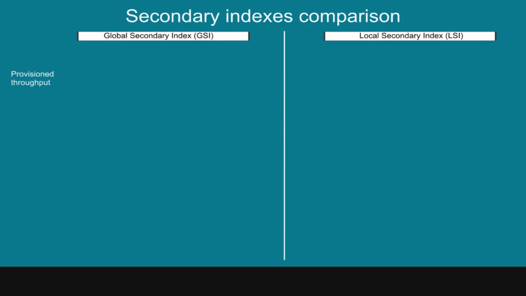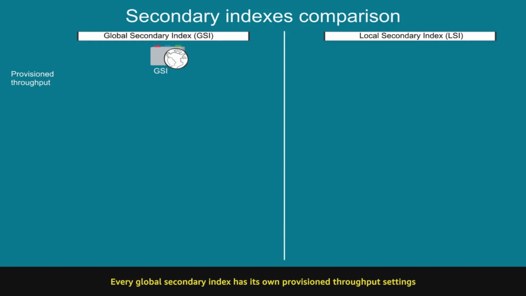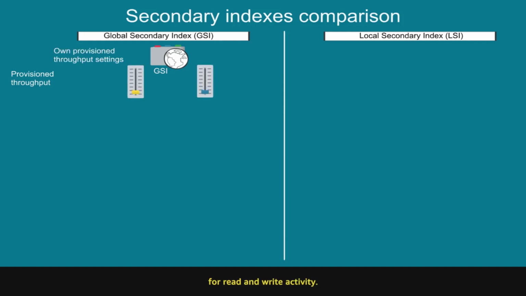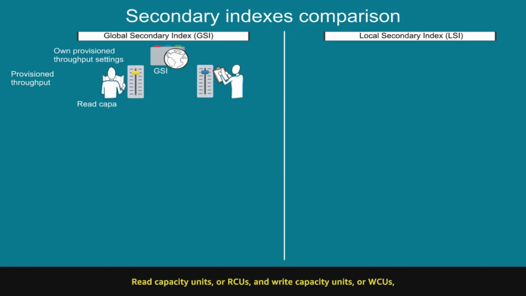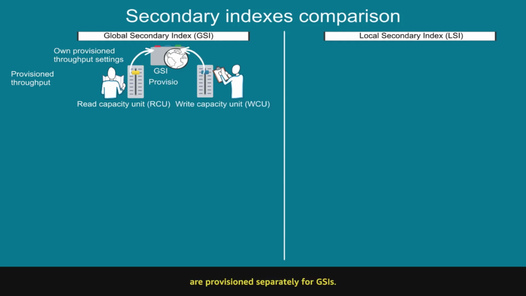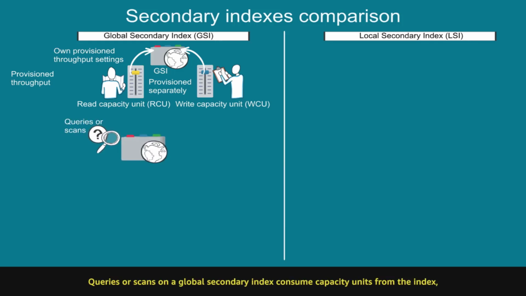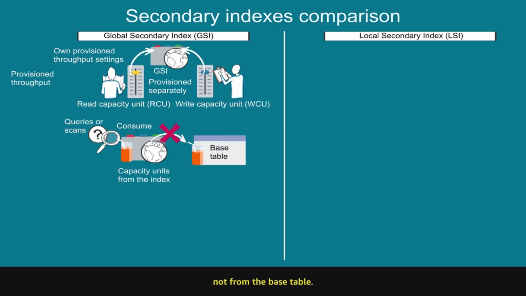Provisioned throughput. Every global secondary index has its own provisioned throughput settings for read and write activity. Read capacity units, RCUs, and write capacity units, WCUs, are provisioned separately for GSIs. Queries or scans on a global secondary index consume capacity units from the index, not from the base table. The same holds true for global secondary index updates due to table writes.